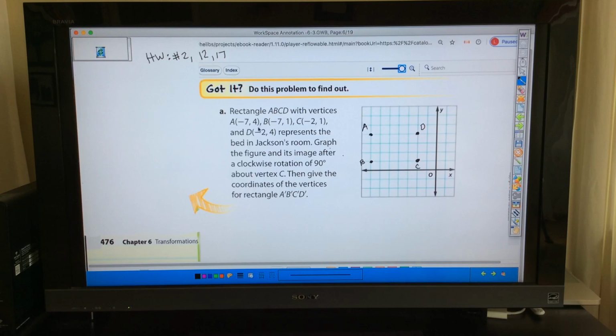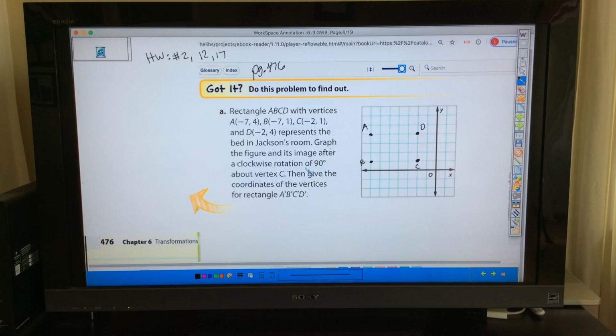So this is actually example A on the bottom of page 476. If you're following along at home and you want to give this a try with me, I would highly encourage you to do that. Okay, so it says that rectangle ABCD with the following vertices represents the bed in Jackson's room. We want to graph the figure and its image after a clockwise rotation of 90 degrees.